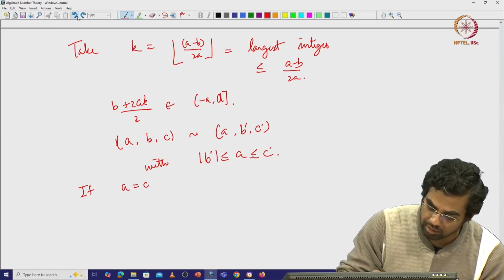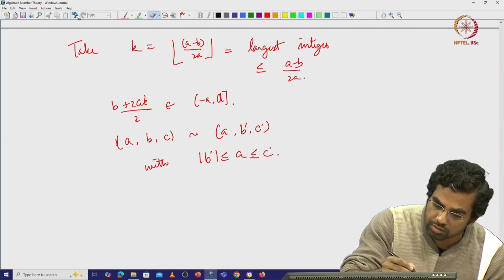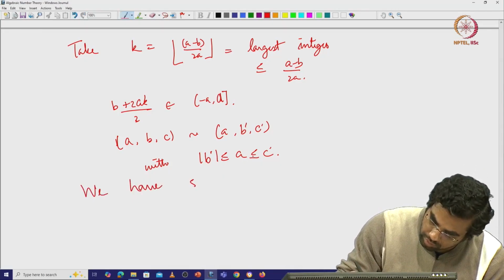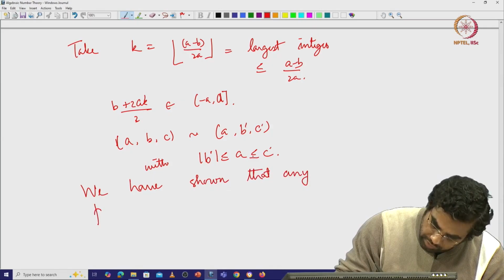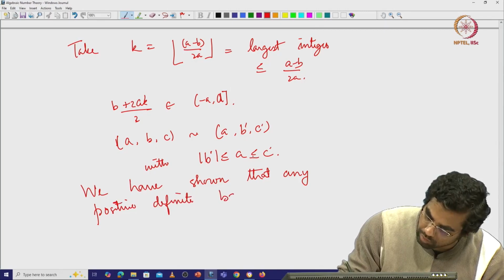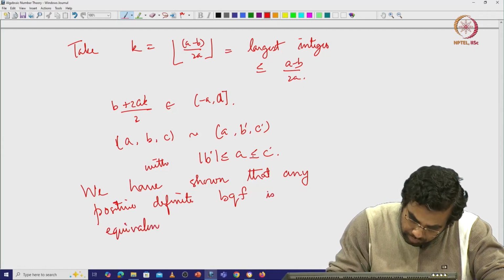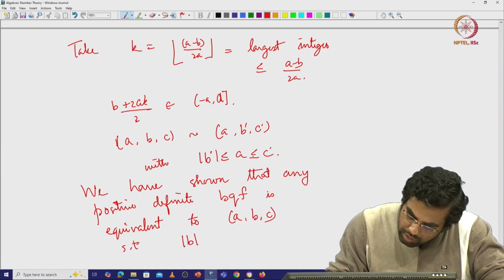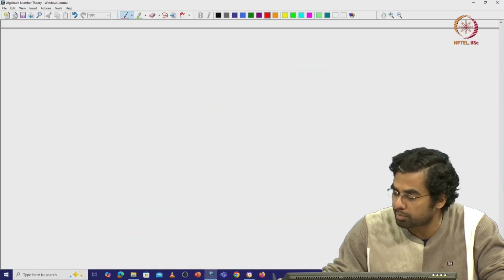So, rather than writing this, let me just say the following. So, now we have shown that any positive definite binary quadratic form is equivalent to a b c such that mod b is less than or equal to a is less than or equal to c. So, now I further want to see what happens when there are equalities.